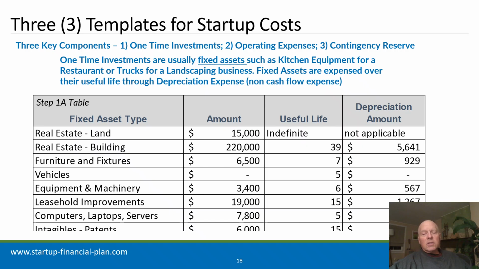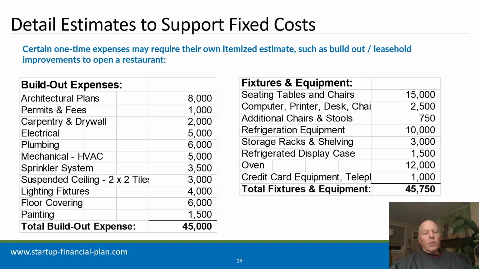And we also have useful lives, which are usually defined, like a building is depreciated over 39 years. Furniture and fixtures can be 5 to 7 years. A vehicle is usually 5 years. And if you divide the useful life into the acquisition cost, that's the depreciation amount for year 1. So it calculates that for you.